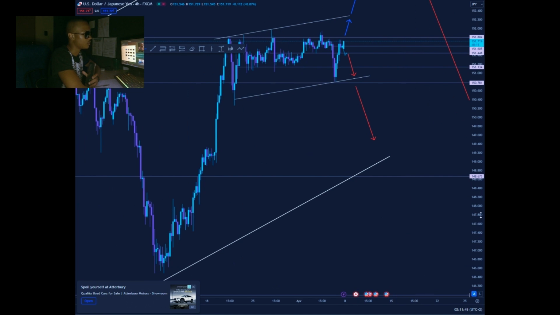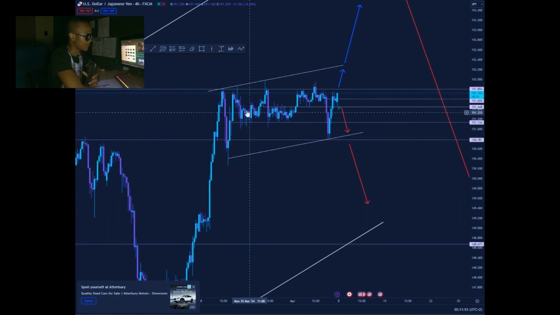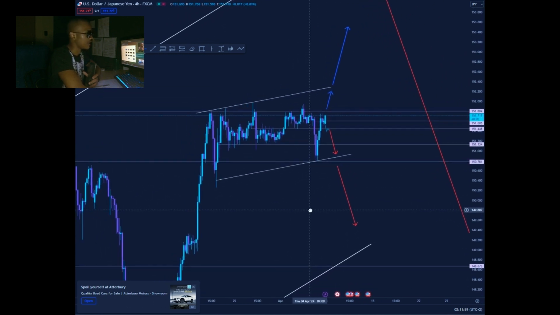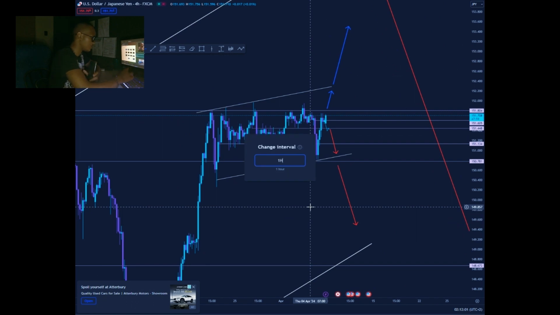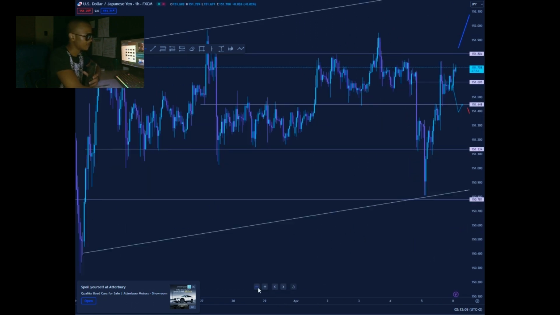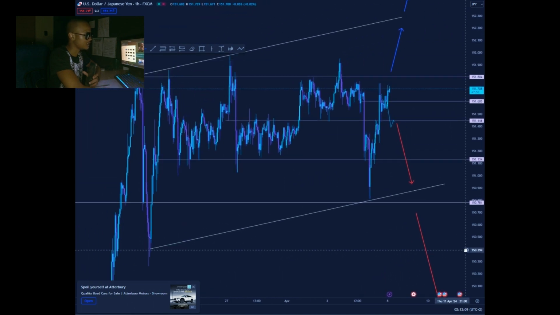On the 4 hour, we can see that the market is actually in a consolidative stage because we have equal highs and equal lows, right? Equal highs and equal lows. It means that we are in a consolidative stage. Jumping furthermore on the 1 hour, we can see that it is less of a consolidative stage.